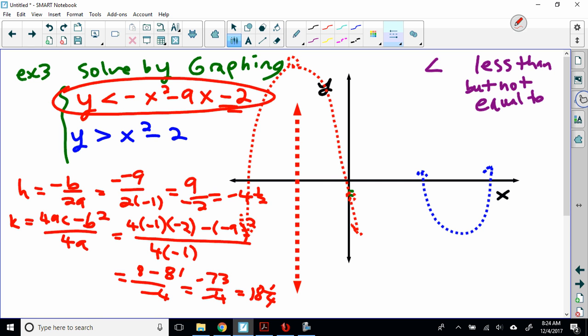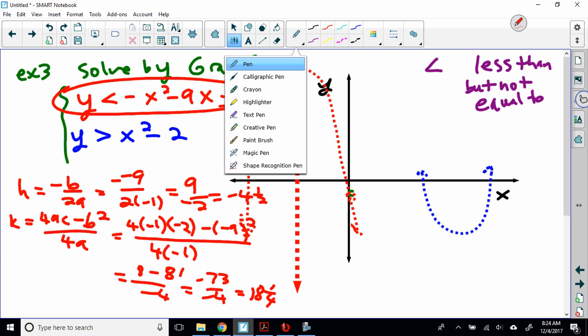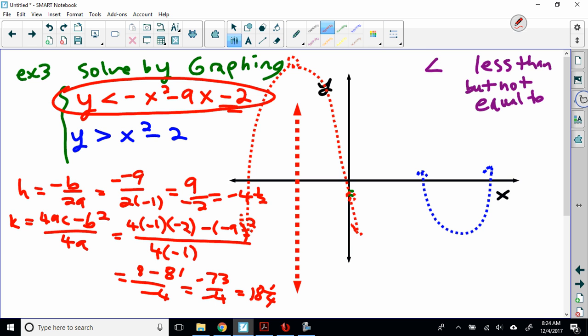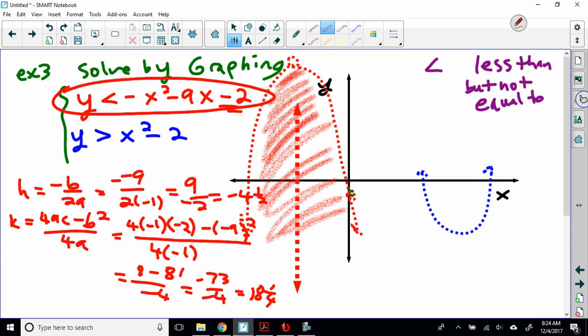And that less than tells me that I need to shade, with respect to all that stuff, above or below. What does the less than mean? Shade above or below it? Below it. So I'm going to go ahead and get out my red crayon. So I'm shading below that one.